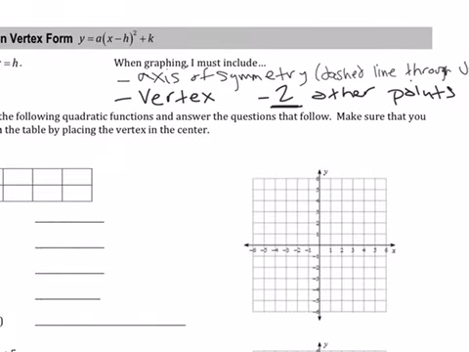Okay? So when graphing, this is what we want you guys to have to ensure that you have an accurate graph. You need to have your axis of symmetry, which is going to be a dashed line through the vertex. You're going to need to have your vertex, and then 2 other points included on that graph. Now remember, to find those other points, you can just use different values of x plugged into the equation to find a y value and make that a point. Let's try it out. Okay?